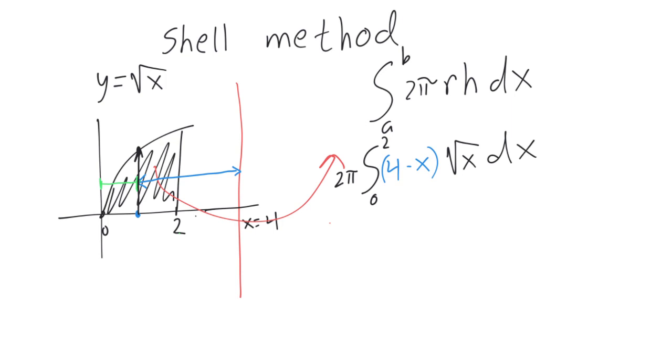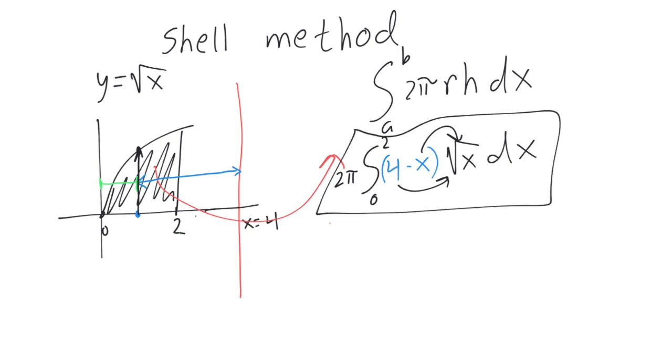So we could go ahead and distribute this 4 and take this x distributed as well. And then we would take this integral using the power rule for integrals. But I'm not going to go ahead and do that because I just wanted to show how we can set up this shell method.